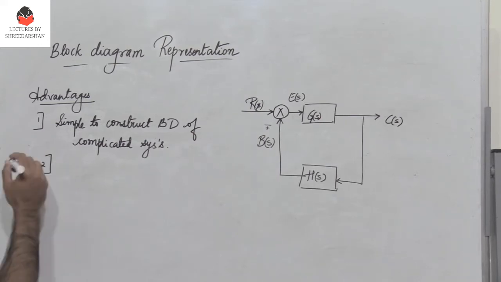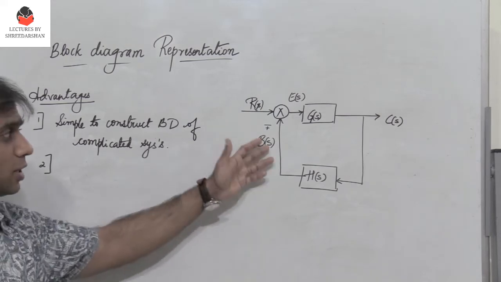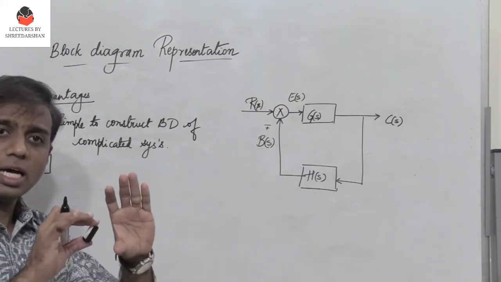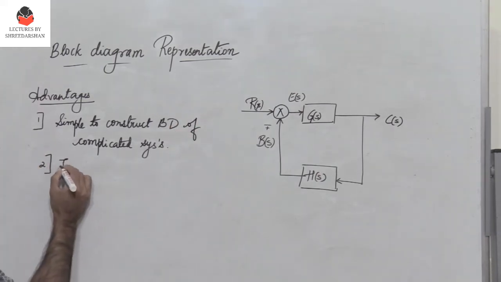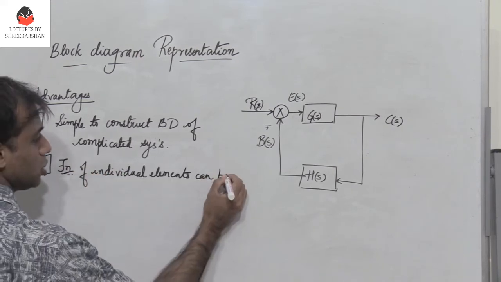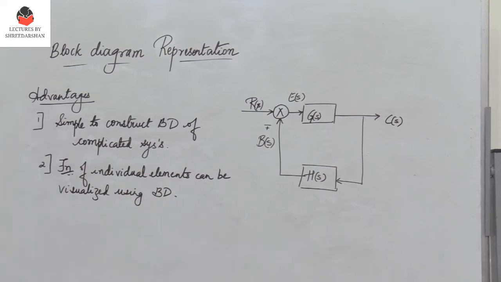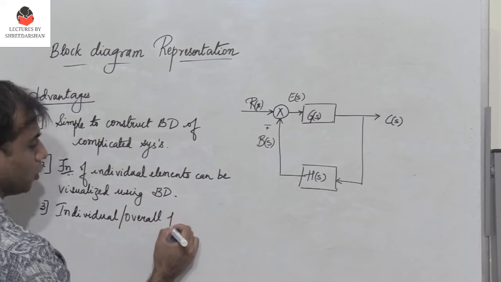Second, the function of individual elements can be visualized from the block diagram. So what is the function of individual elements? We can have a clear idea when we represent it in the form of block diagram. Third, we can also study the individual as well as the overall performance using the transfer function shown in the block diagram.